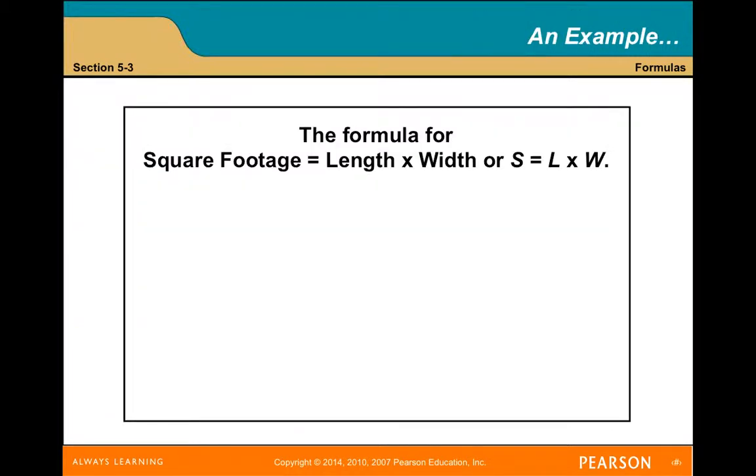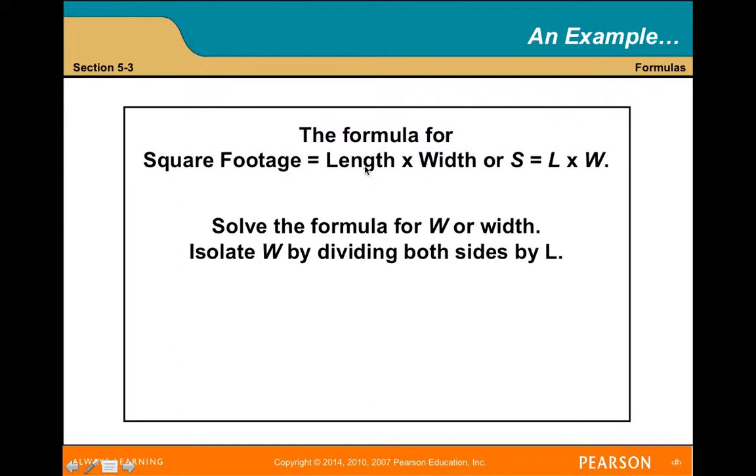As an example, the formula for square footage equals the length times width, or S equals L times W, which we just shortened. Solve the formula for W, or width. Isolate W by dividing both sides by L. So the new formula you're going to have is S over L equals W.